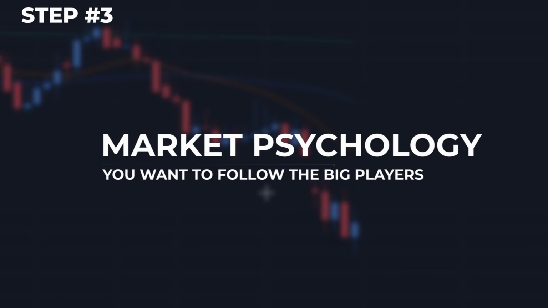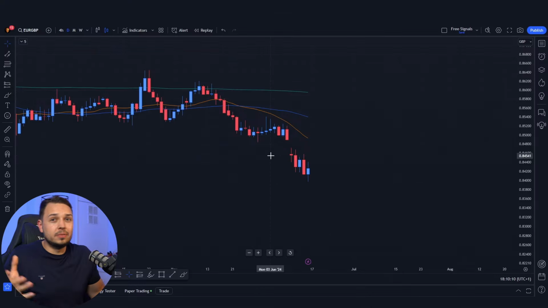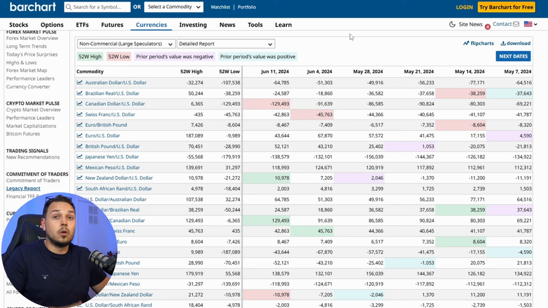So step 3 is market psychology. You need this to make money when trading, so listen up. Always want to anticipate what others are actually doing, and there are a few websites for that. So I like using Barchart, COT reports, just to take a look.